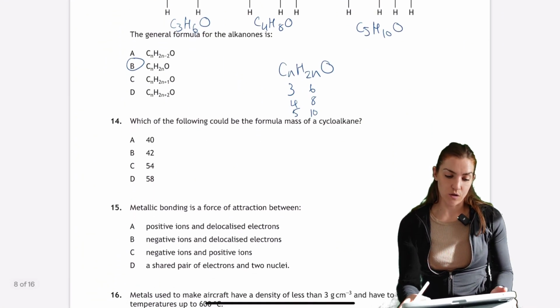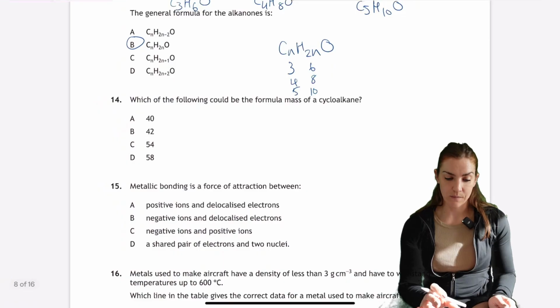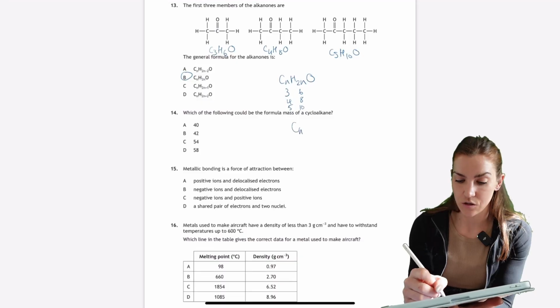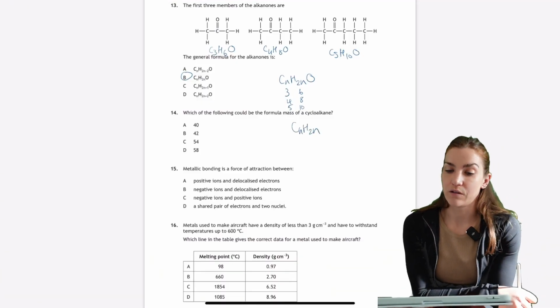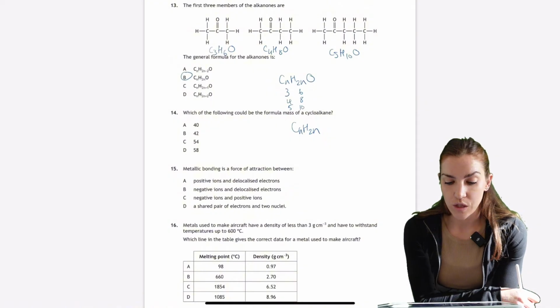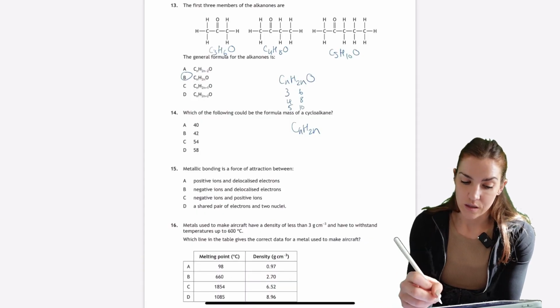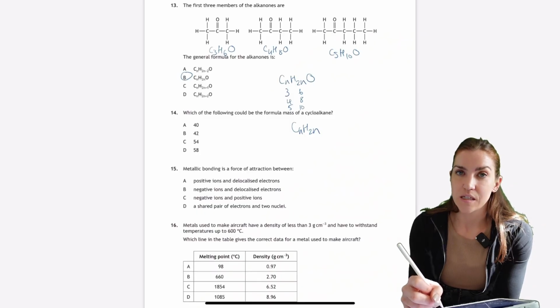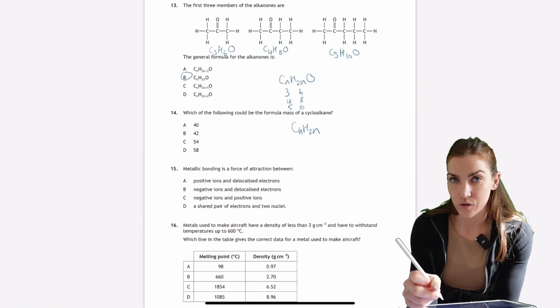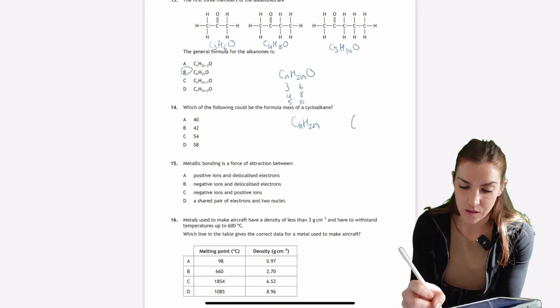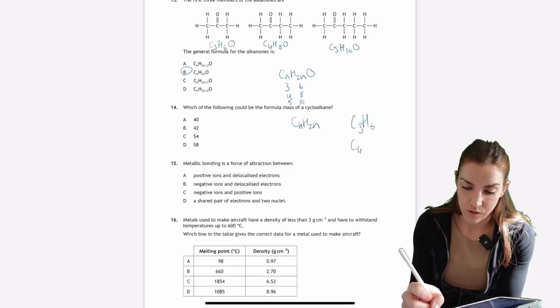Question 14, which of the following could be the formula mass of a cycloalkane? So cycloalkanes will usually, again, fit the formula CnH2n. They have the same general formula as the alkenes. So we're looking to see basically what cycloalkanes can maybe have the formula mass, one of those things given there. We're probably going to need at least 3 carbons, because 3 carbons would give us 42. So we'll start off with 3 carbons. If we have C3, it'll be H6. We'd then have C4H8, and then C5H10.